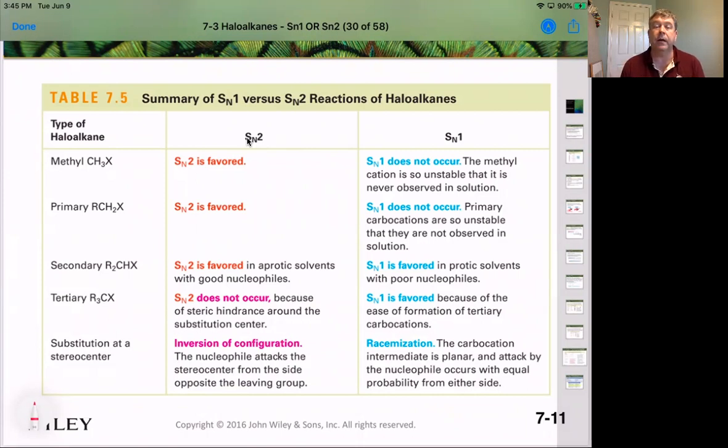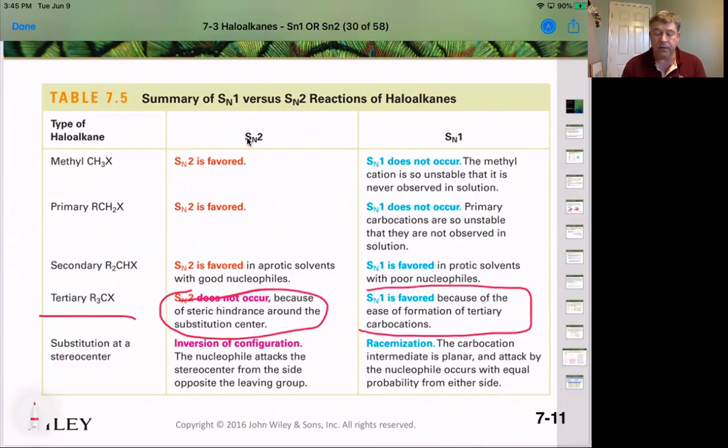Okay, to summarize, methyl groups, because they cannot form carbocations, typically go SN2 reactions. They don't form the carbocation, they must use the bimolecular reaction. Primary alkyl halides also do not form very stable carbocations, therefore they almost always go SN2. Let's skip down to our tertiary carbocations. Because of sterics, we do not have SN2 happen. We cannot get the nucleophile into the backside of that, and therefore SN1 is favored.